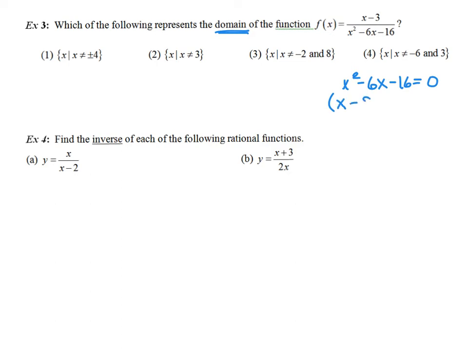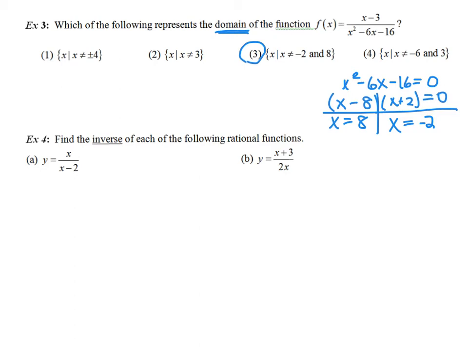So we're going to say x minus 8 times x plus 2 equals 0. Now when I do the t-bar on this, I get that x equals 8 is going to be one spot where this function is undefined, and x equals negative 2 is the other spot. So for my domain, I don't want to let those values of x be in my domain. So my domain then is going to be option number 3, x cannot equal negative 2 and also 8.